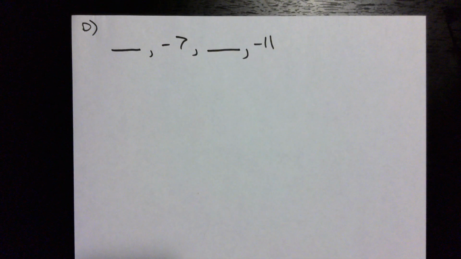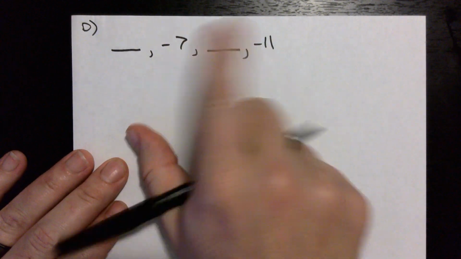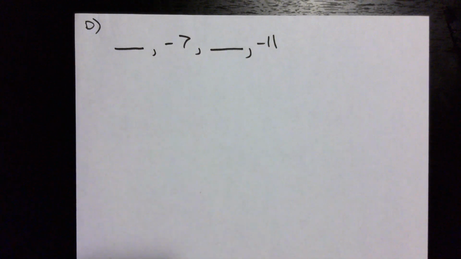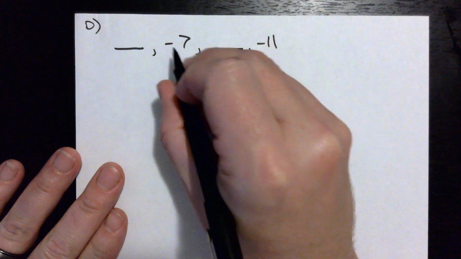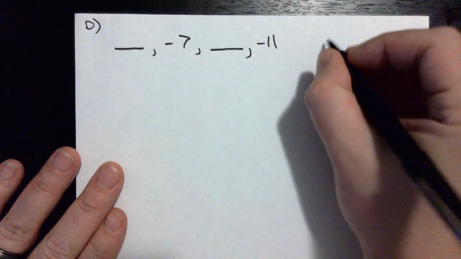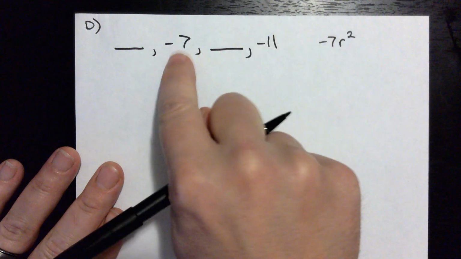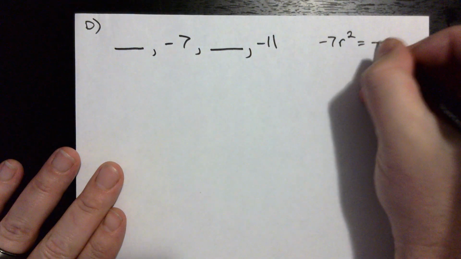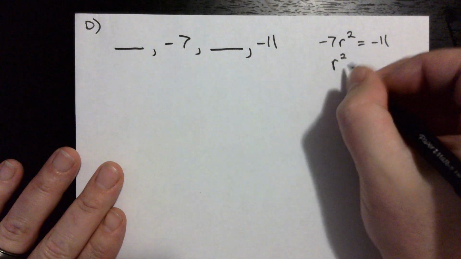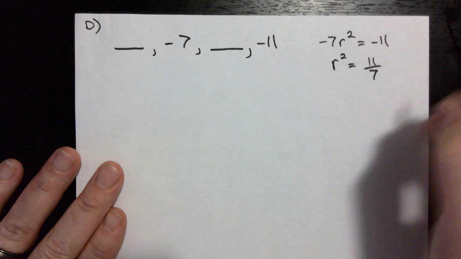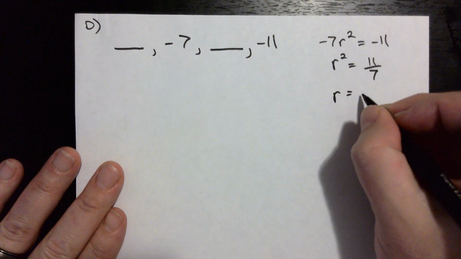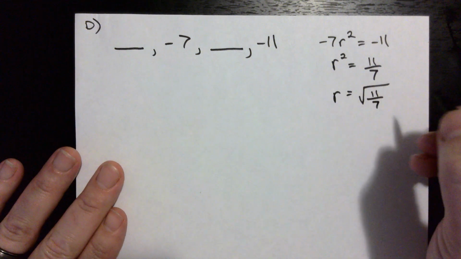Okay, for our last example, it's very similar to the third example. We're missing the first and third. The only difference is these are negative. Okay, so we're going to go about it the same way. The first thing we need to do is find r. So negative 7 times r will give us this one, and negative 7 times r will give us this one. So negative 7r squared times r equals negative 11. So r squared is equal to, let's see, divide the negative 7 over, they both become positive, so 11 over 7. And r is equal to the square root of 11 over 7.